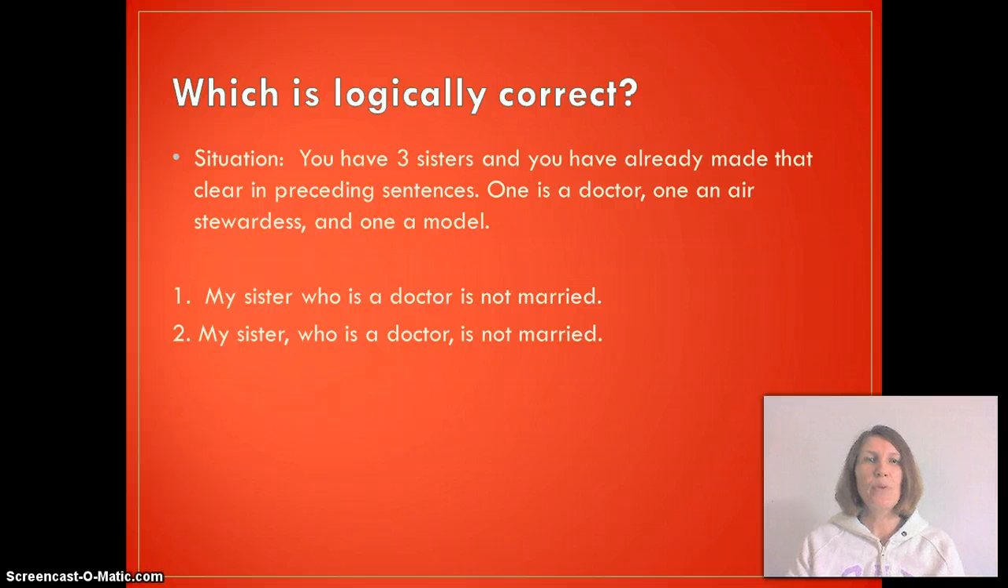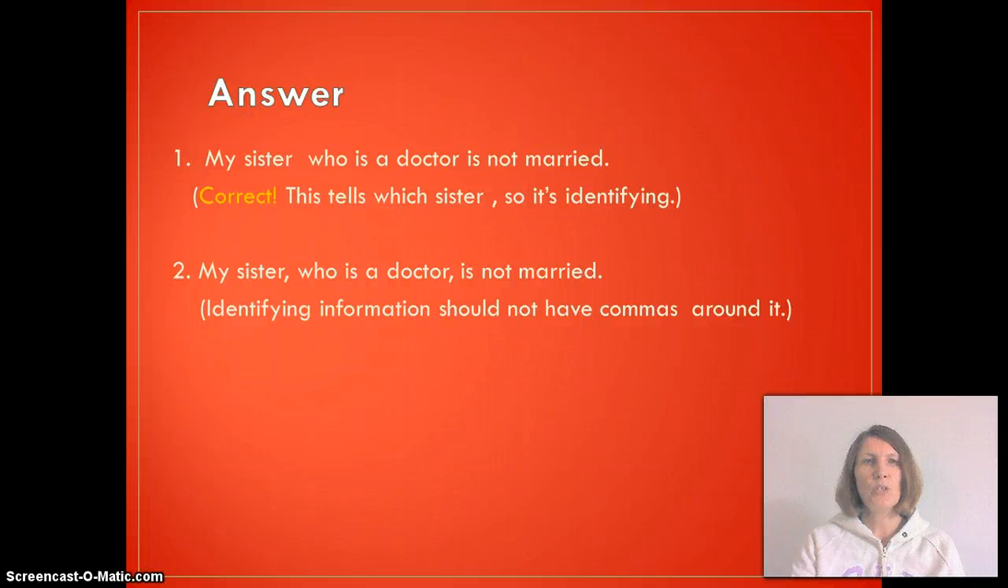Now, which one is logically correct? You have 3 sisters, and you've already made that clear. One is a doctor, one is an airplane stewardess, and one is a model. So, my sister who is a doctor is not married. Or, my sister, who is a doctor, is not married. Which one do you think is better? The restrictive or non-restrictive? That's right. My sister who is a doctor is not married. Why? Because it says which sister I'm talking about. So this is the correct form.